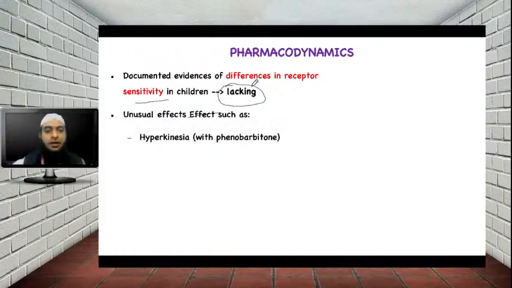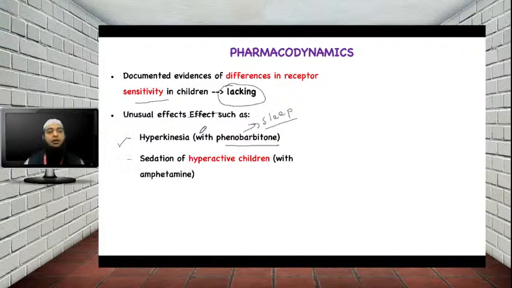So unusual effect like the hyperkinesia with the phenobarbital. So phenobarbital basically is a hypnotic drug. It actually produces sleep in the adult, but in case of some of the children, instead of producing sleep, it produces more activity. So that is called hyperkinesia. So it produces the hyperkinesia in case of the child, and it also produces sedation in case of the amphetamine.